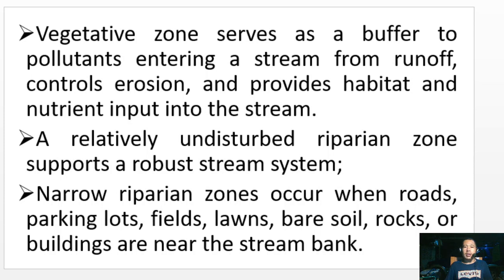Riparian buffer is a vegetative zone that serves as a buffer to pollutants entering a stream from runoff. It controls erosion and provides habitat and nutrient input into the stream. A relatively undisturbed riparian zone supports a robust stream system. Narrow riparian zones occur when roads, parking lots, fields, lawns, bare soil, rocks, or buildings are near the stream banks.